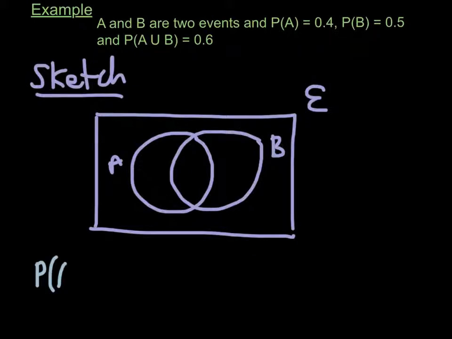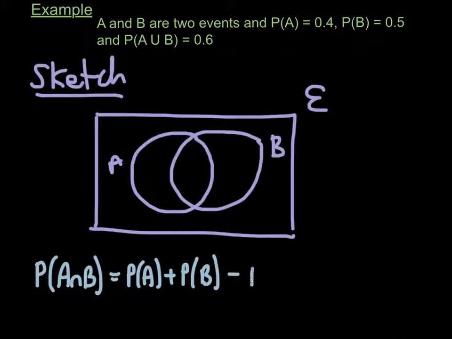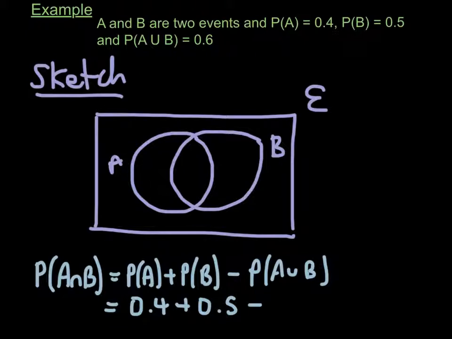So probability of A intersection B is equal to probability of A plus the probability of B minus the probability of A union B. So if we just fill those numbers in from above, we'll have 0.4 plus 0.5 minus 0.6. That's going to be equal to 0.3. So now we've got enough information to fill in our Venn diagram. So our intersection is 0.3.